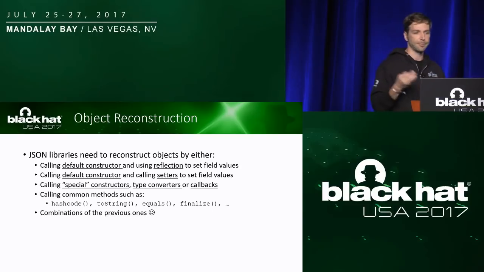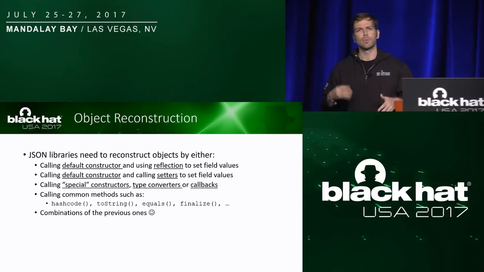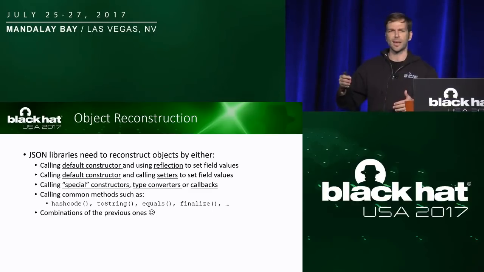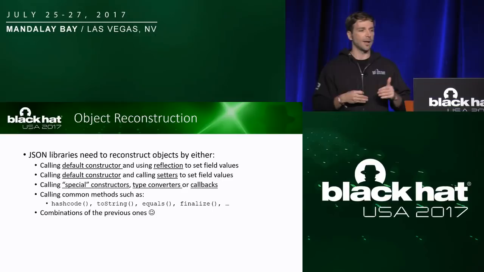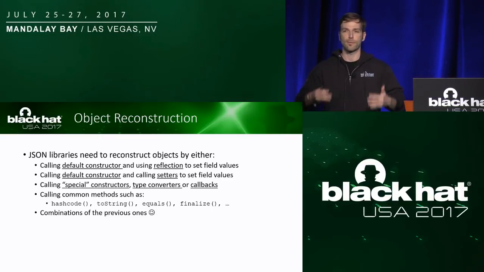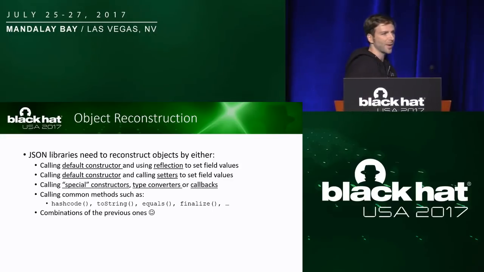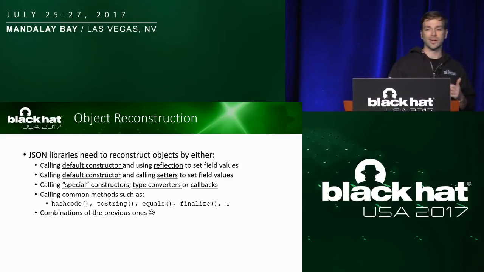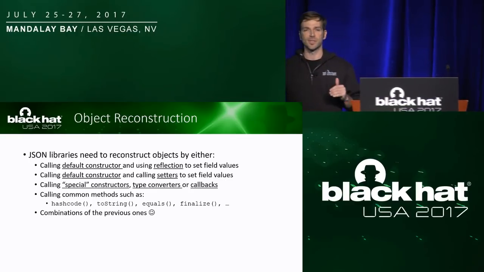So let's just make sure that you check it out. And then most of the libraries will also invoke some common methods. For example, when dealing with hash tables, hashCode or equals may get invoked. ToString may get invoked when raising an exception, if you can force the library to raise an exception. Finalize is always invoked by the garbage collector when reclaiming the memory. So we can actually start our gadget chains using some of these libraries.